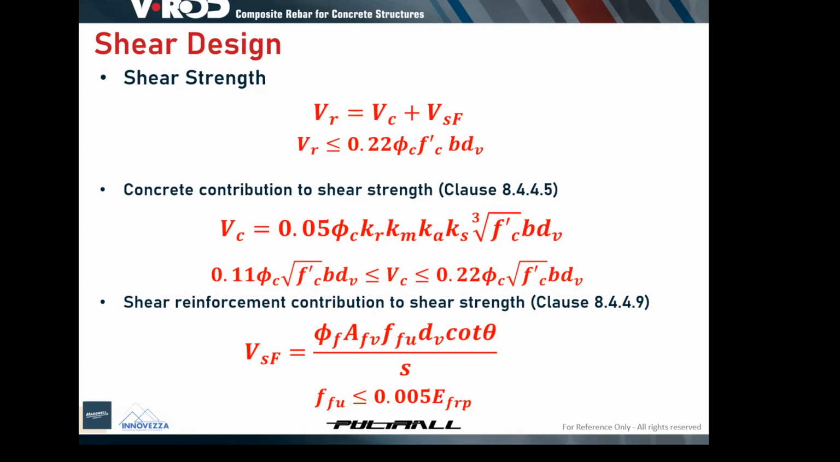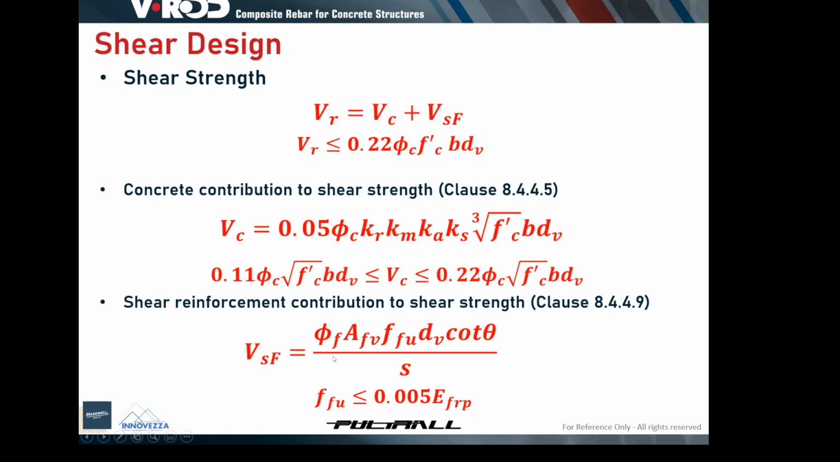I'm not going into details about the terms of these equations, but only to highlight the equations, and any big difference between steel reinforcement and GFRP reinforcement. So we have this equation for the concrete. We have some coefficients here, kr, km, ka, ks. Again, this is very similar to steel reinforced elements, and Vc is limited between 0.11 of this equation and 0.22 of this equation. The shear reinforcement contribution is according to this equation.